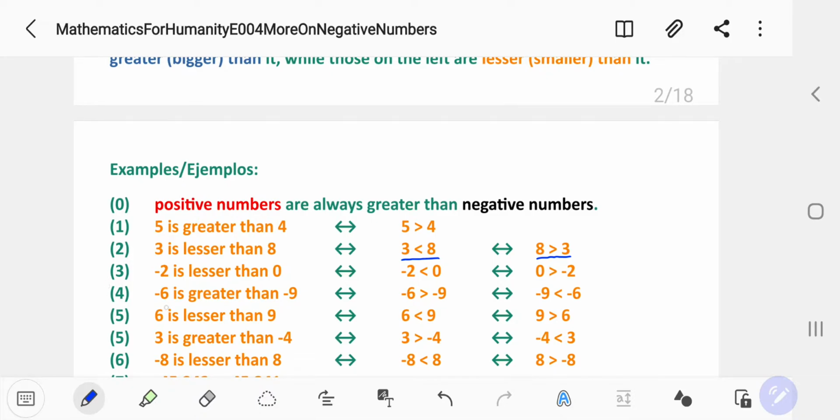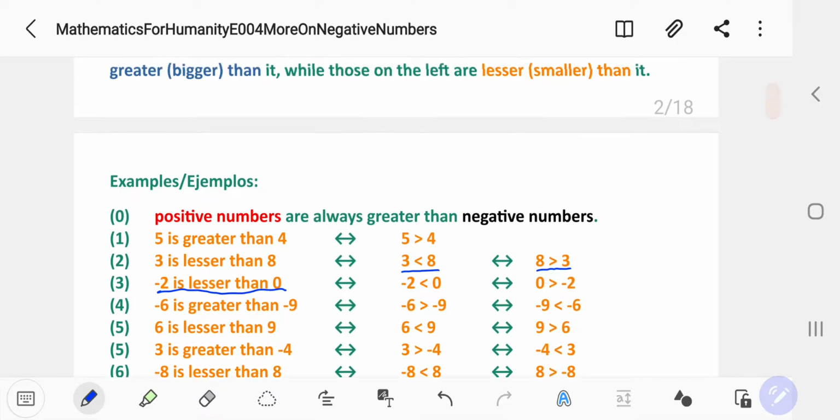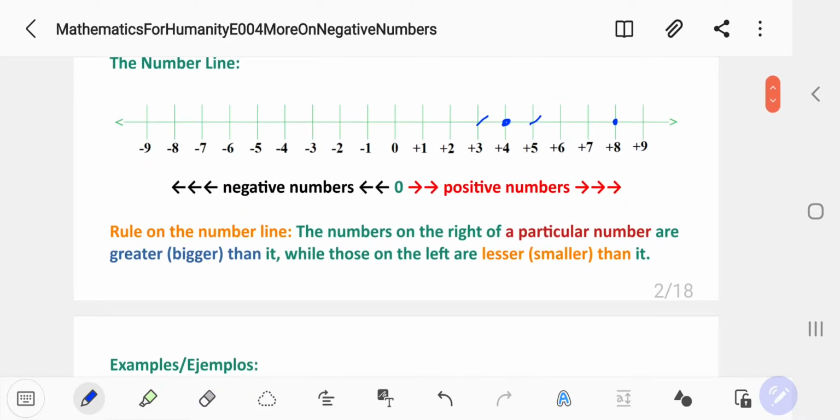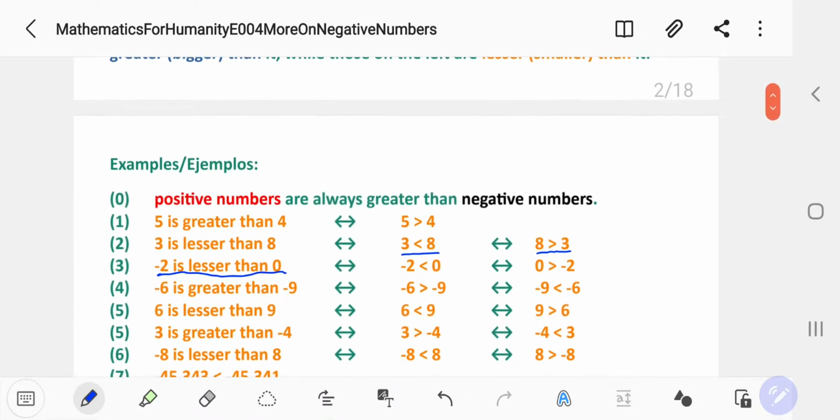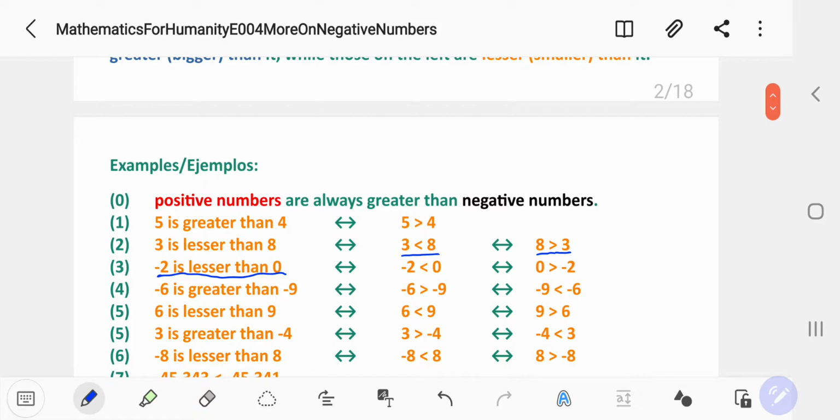The third example is negative 2 is lesser than 0. Negative 2 is lesser than 0. Let's take a look at the number line here. Negative 2, you have the 0 here, and negative 2 is here. It's on the left side of 0, so negative 2 is less than 0.